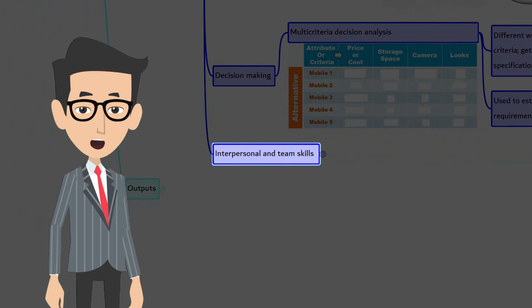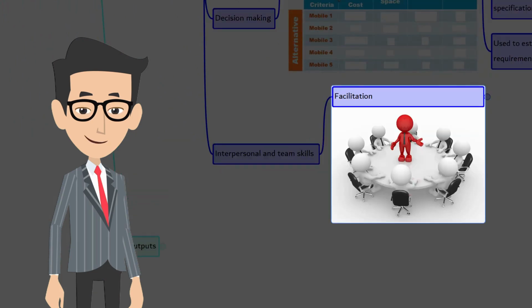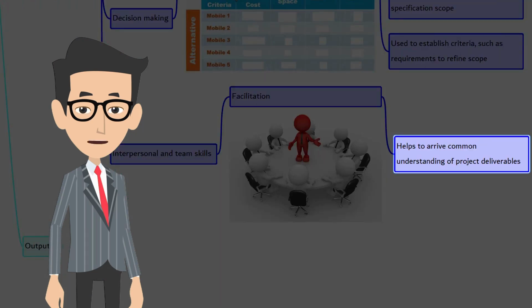The next one is interpersonal and team skills. Facilitation. A facilitated workshop with a cross-functional team helps to arrive at a common understanding of project deliverables and project boundaries.